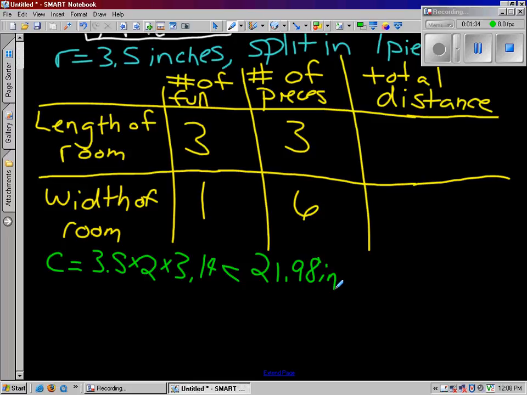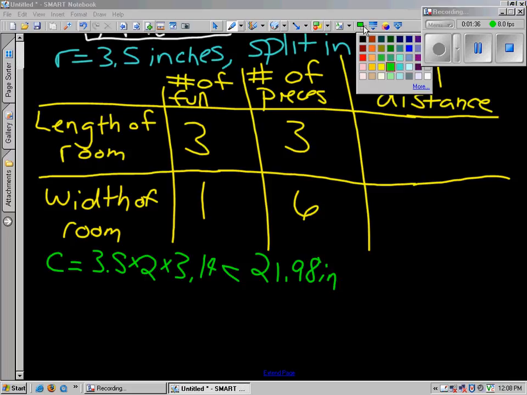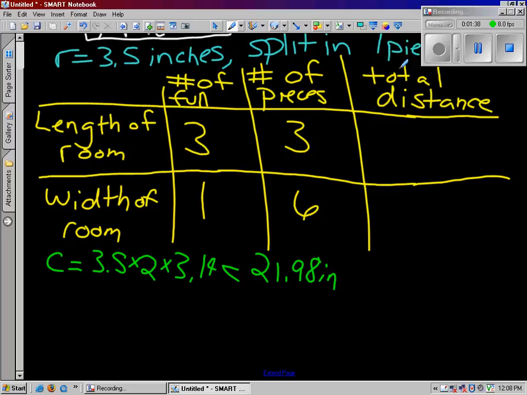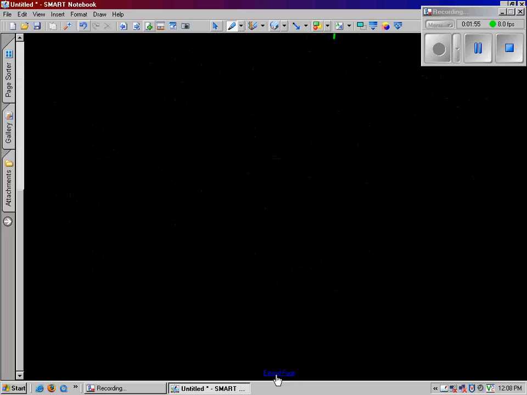Alright, so do the length of the room. This one I'm going to do in all 3 versions. The width I'm only going to do in 1 version. To find the length of the room, I've got 3 full rotations, 3 pieces out of a trundle wheel that's been split into 7 pieces. So I'm going to move the page down so I've got room to work here. I'll move it back up in a minute, don't worry.